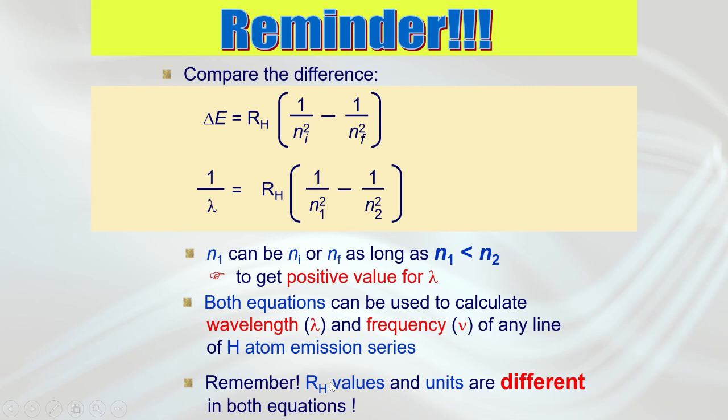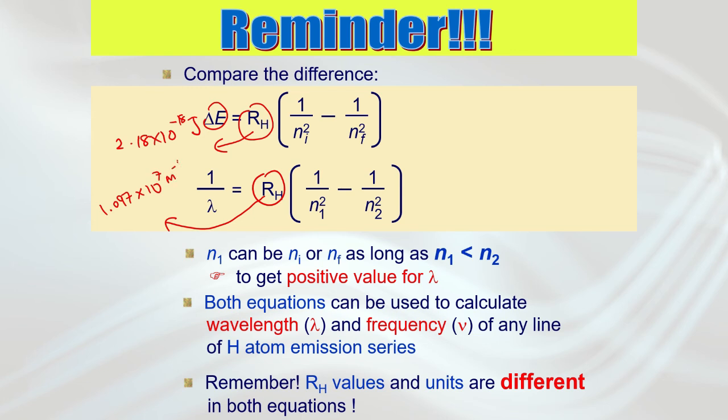Okay, remember, Rydberg constant values and units are different in both equations. When using this equation, you must make sure you use the 2.18 times 10 to the power of negative 17 joule because it is energy. Meanwhile, when you are using this equation, please make sure you use the unit per meter because it is wavelength. So please use the per meter one because wavelength.